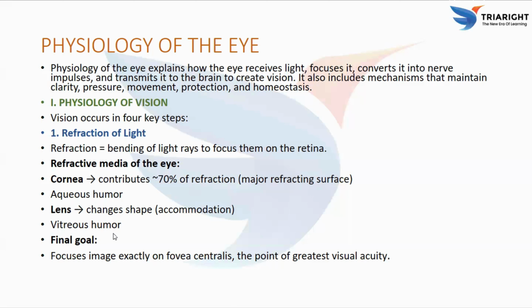So what does vitreous humor do? It helps to maintain the eyeball shape. It also assists in light transmission towards the retina. So what is the final goal of refraction? To focus the image exactly on the fovea centralis. What is the fovea? It is a region in the retina with a high density of cones. This is responsible for the sharpest and most detailed vision. If light does not land on the fovea, it results in blurry vision. So this is how the refraction of light plays a role in vision.